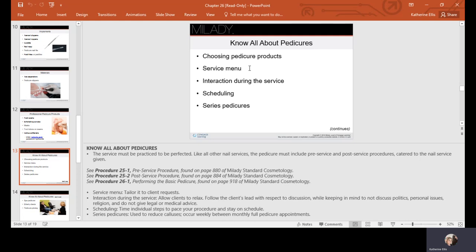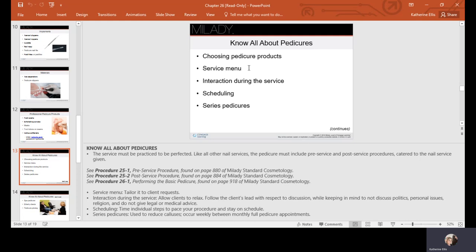Or if they're having an issue and want to reduce some calluses, we can't do that in one setting. So they would need some recurring appointments to get to a level where they're more comfortable with the callus.